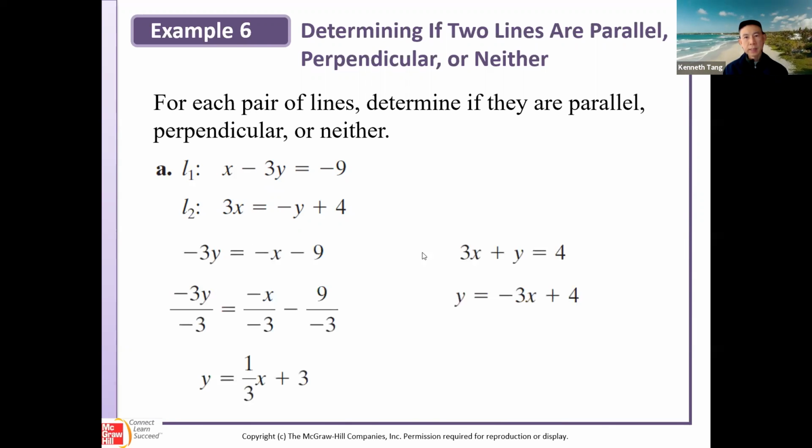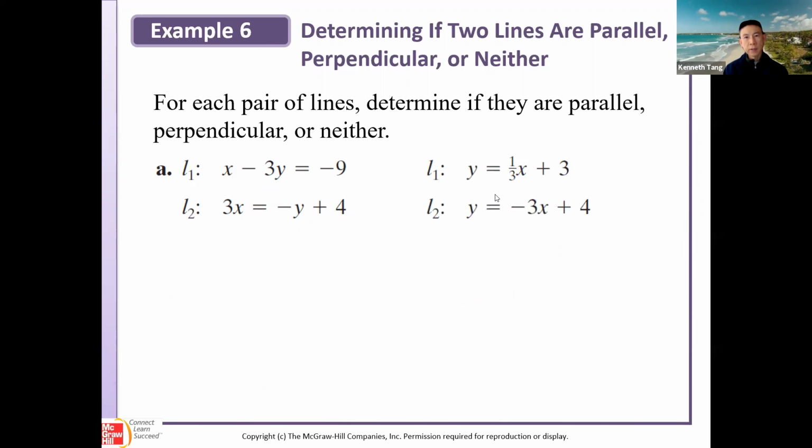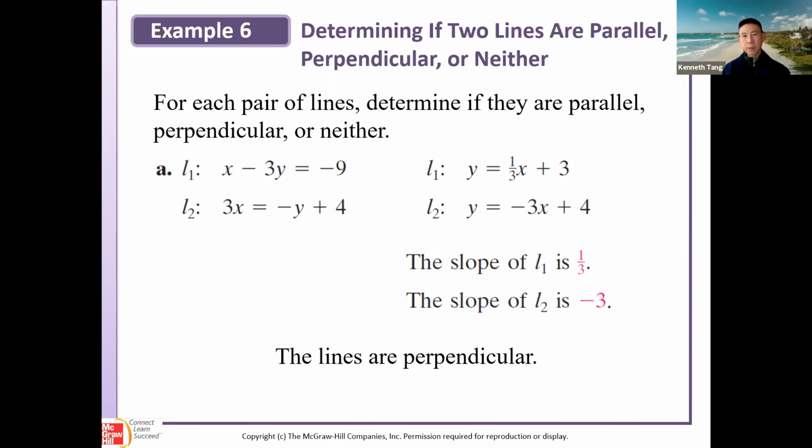Now you can see you converted from the standard format into the y-intercept format. And from here, I can see what the slopes are. So the slope for line 1 is 1/3. The slope for line 2 is equal to -3. Obviously, they're opposite and reciprocal slopes. If they're opposite and reciprocal, you know they must be perpendicular.